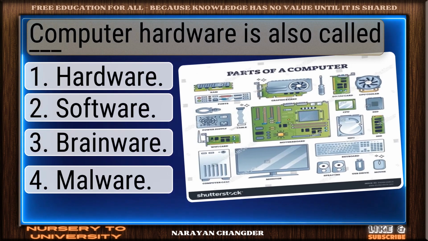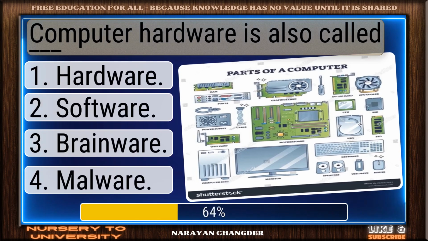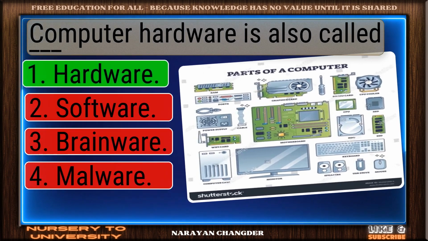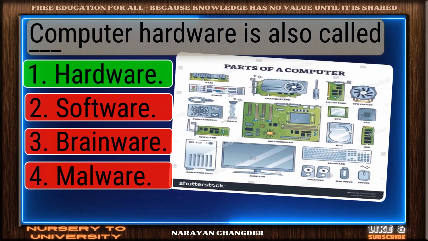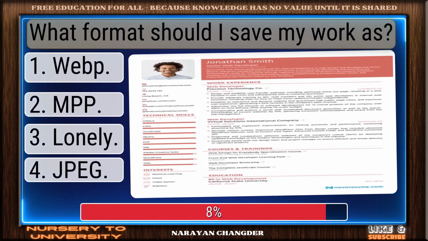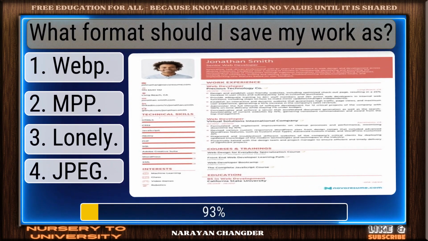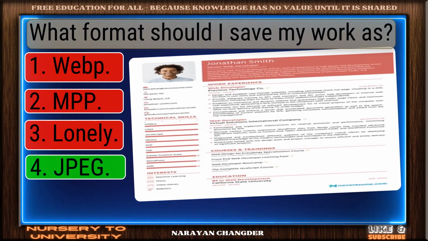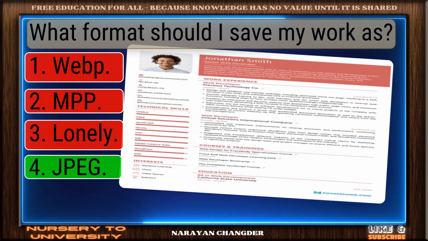Computer hardware is also called a dash. You're right. Hardware is the correct answer. What format should I save my work as? Sharp thinking. JPEG is the right choice.